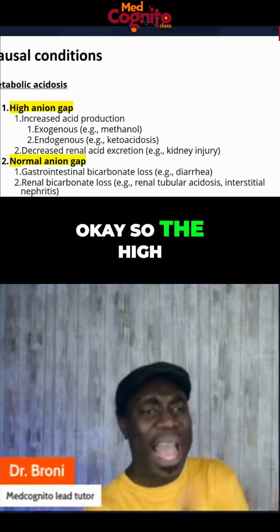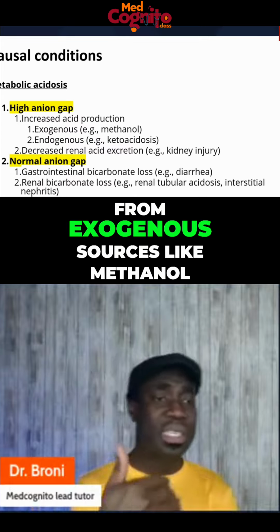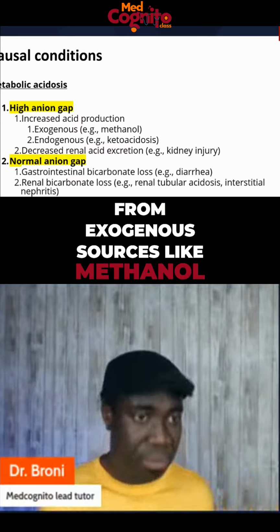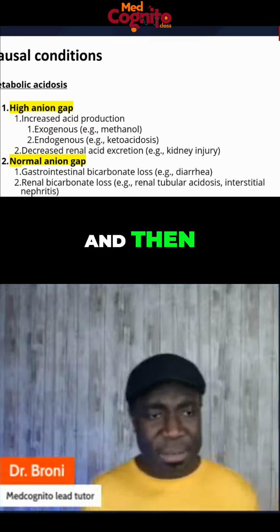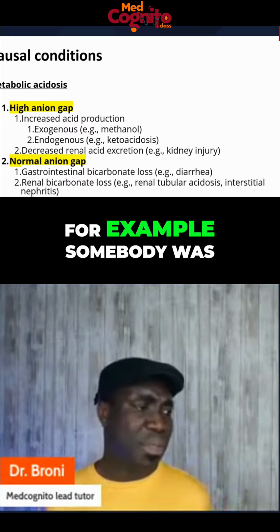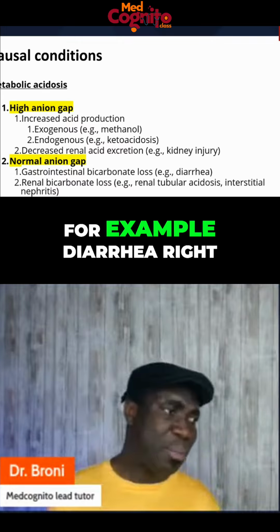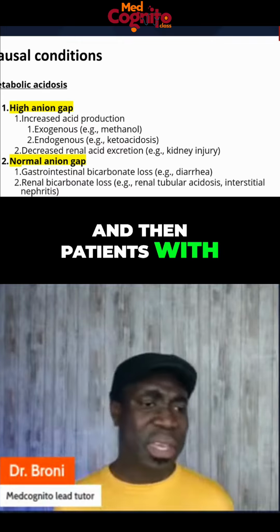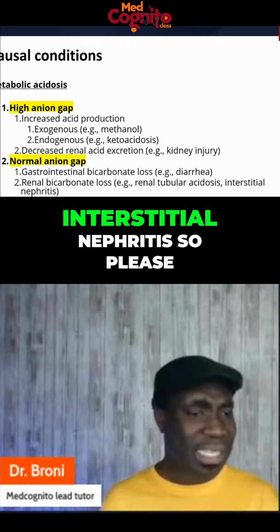Okay, so the high anion gap metabolic acidosis, it can be from exogenous sources like methanol, like patients who are in ketoacidosis. Okay, and then you can also have normal anion gap metabolic acidosis. For example, somebody who has gastrointestinal bicarbonate loss, for example, diarrhea, right? And then patients with renal bicarbonate loss, like renal tubular acidosis and interstitial nephritis.